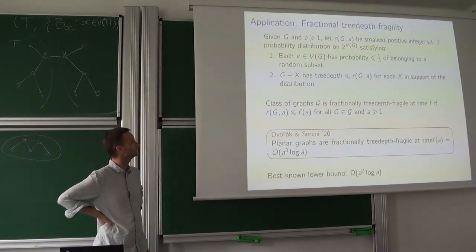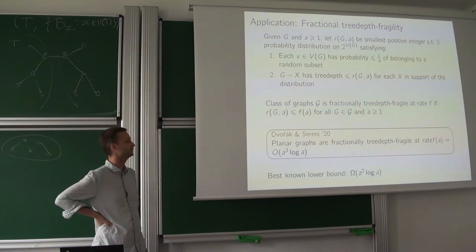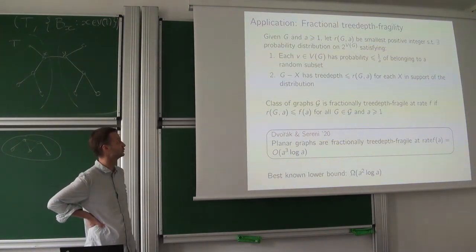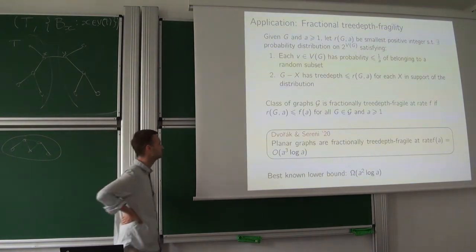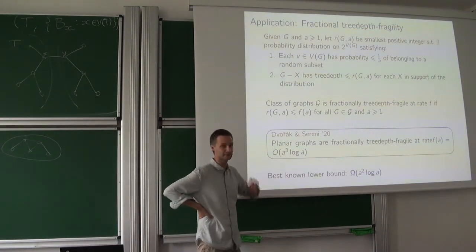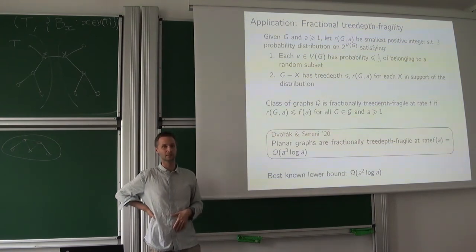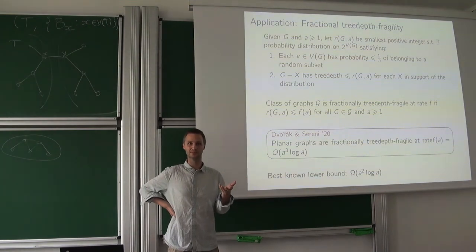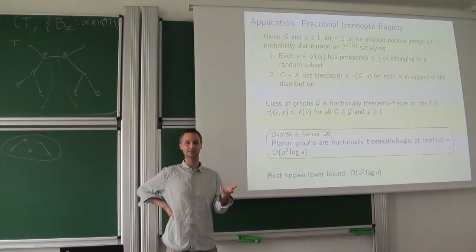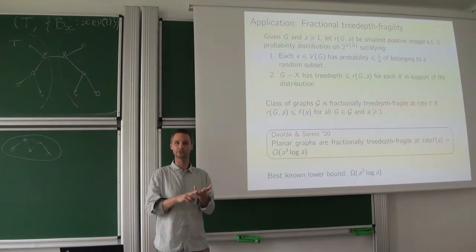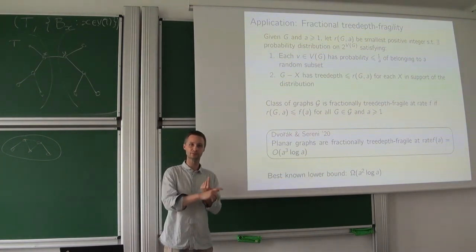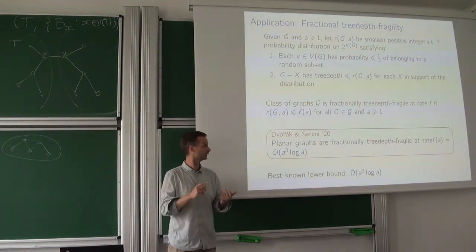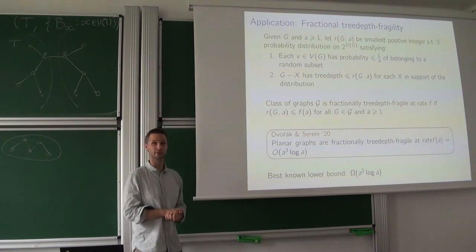The definition looks maybe a bit technical, but at least the intuition is not too difficult. It's called fractional tree-depth fragility. That was introduced by Zdeněk Dvořák and Jean-Sébastien Sereni a couple of years ago. And the idea is, again, to relax tree-depth, but in yet another way. So this will be a third way of relaxing tree-depth. Weak coloring numbers are a way to relax tree-depth. P-centered chromatic numbers are a way. And now we have fractional tree-depth fragility.